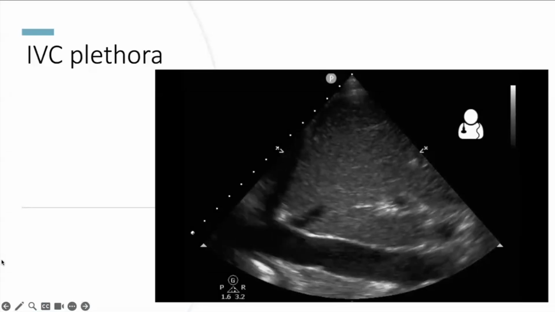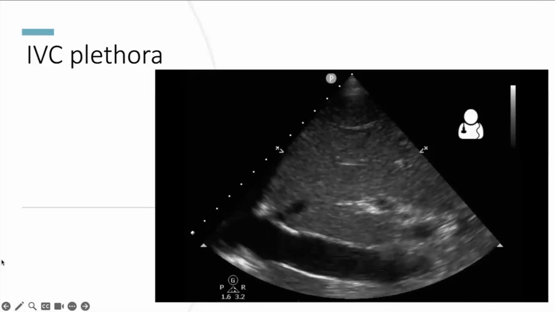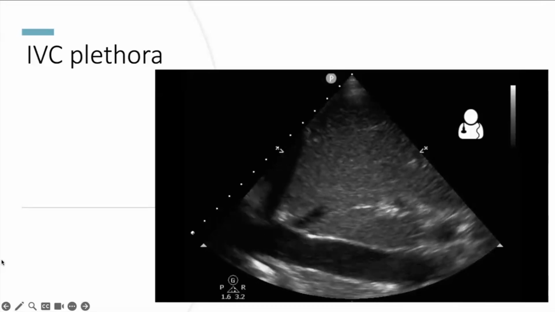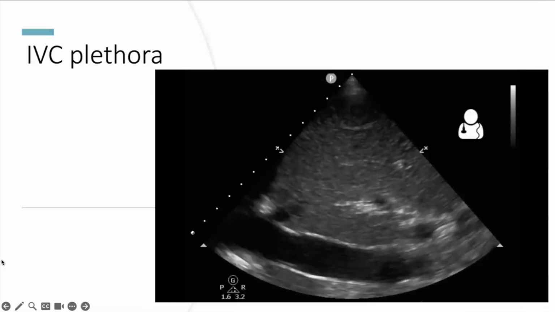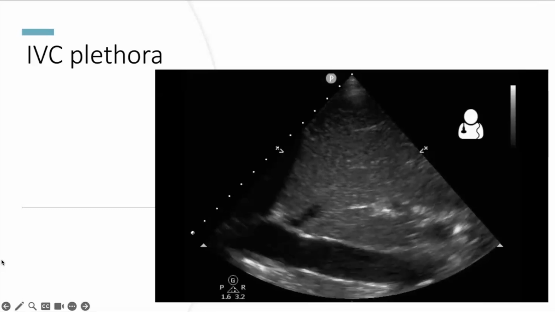And this one is just to show you IVC plethora. As you can see here, the IVC is very large and non-collapsible. This is why you would typically say RA pressure of 15.